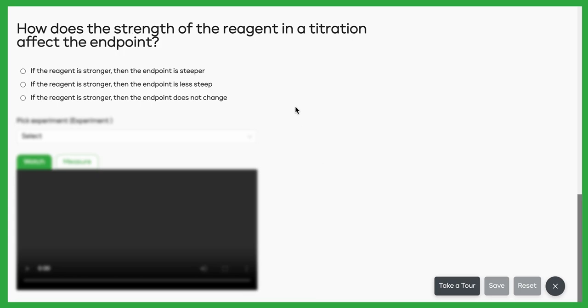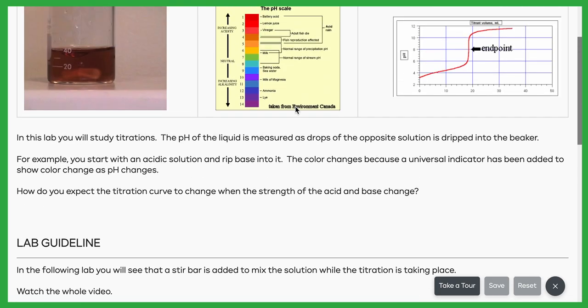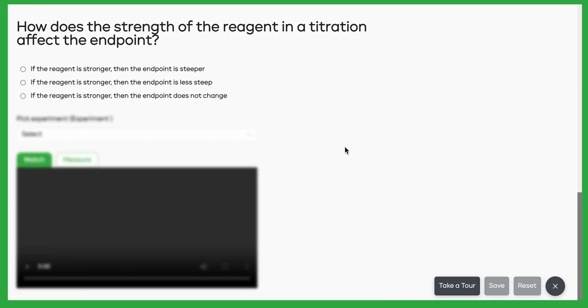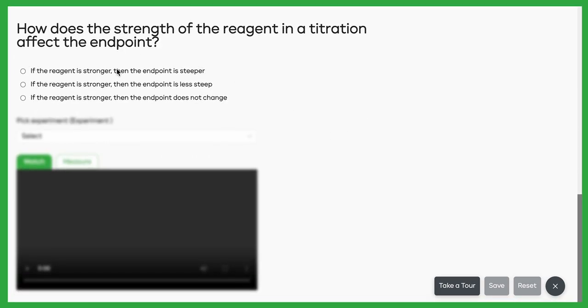So the question is, how does the strength of a reagent in a titration affect the endpoint? So that endpoint reaction we see here, the strength of it, how vertical it is, is what we're going to be testing. So if we put a strong reagent in, is that endpoint going to be much steeper, much more vertical, much less steep, or will it not matter how strong the reactants are in the titration?